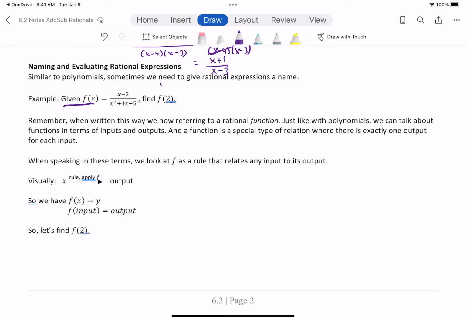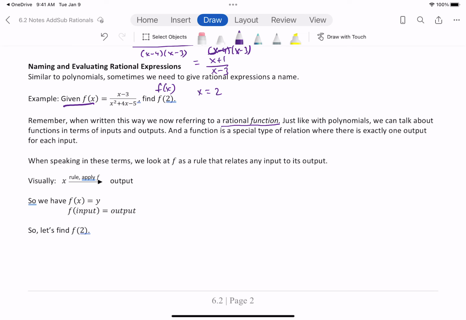The 2 is in the position of the x. So this is basically asking if x is equal to 2, what do I get? So I want to introduce a little bit of notation or terms here that we're going to start using in the next lesson. So remember, when we're using this function notation, that means that we're now referring to a rational function, not just an expression.